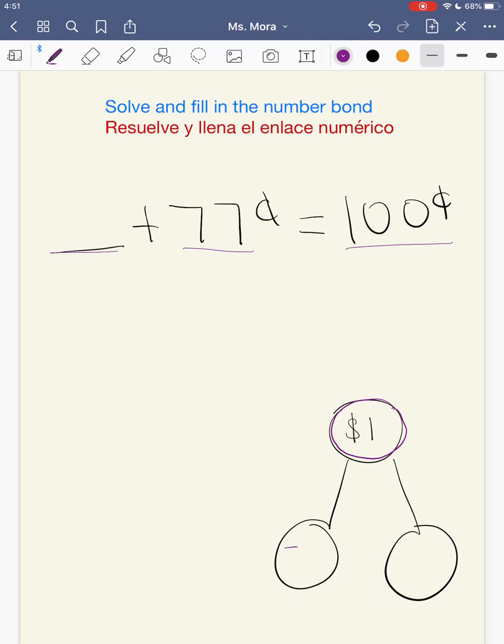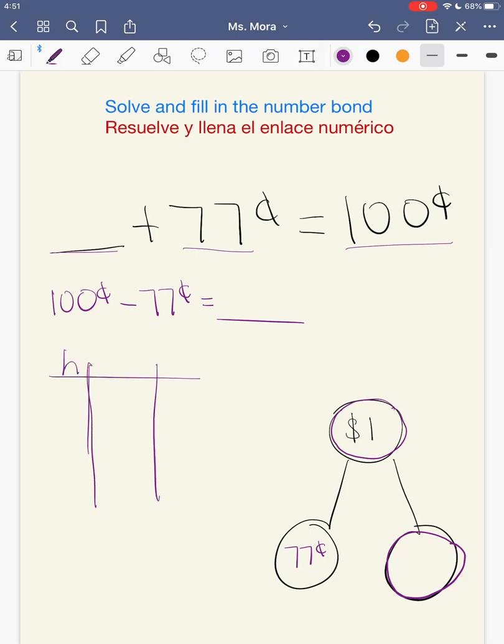And I'm going to fill in 77 cents in this part. And now I have to figure out this other part that I'm missing. So you guessed it, I'm going to subtract. So my new number sentence is 100 cents minus 77 cents equals blank. And again, I'm going to use the place value chart strategy that I love, that we practice so much, the square. So I'm going to do 100 cents minus 77.